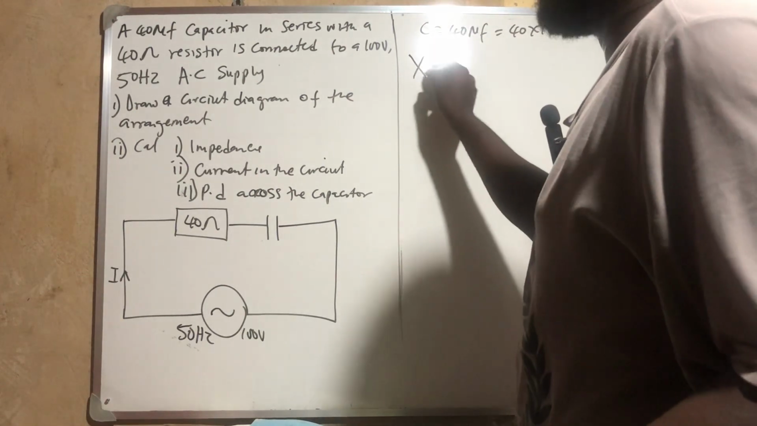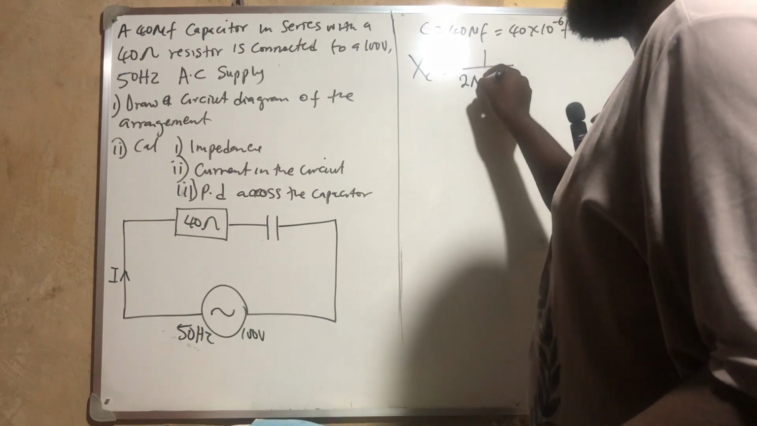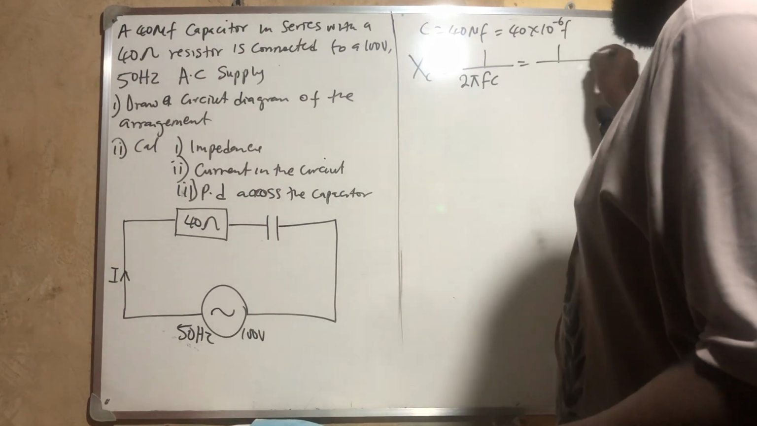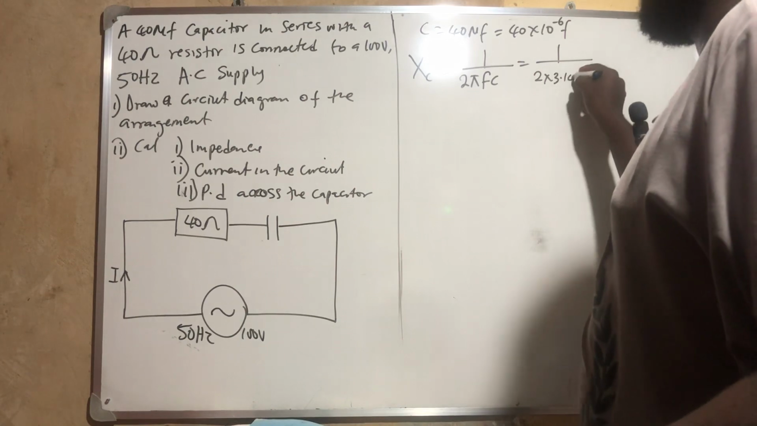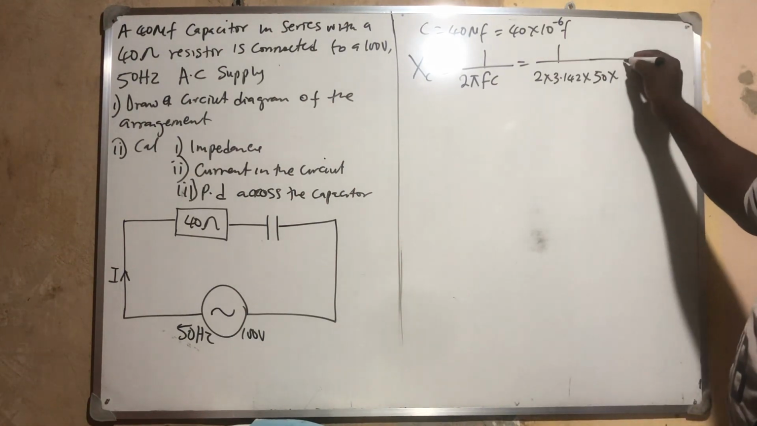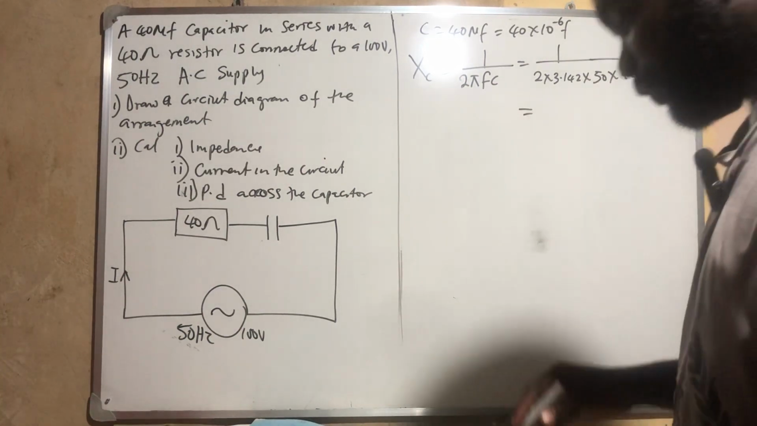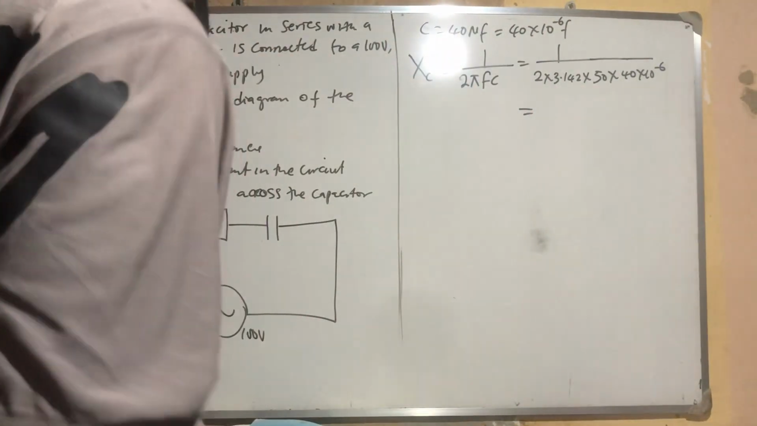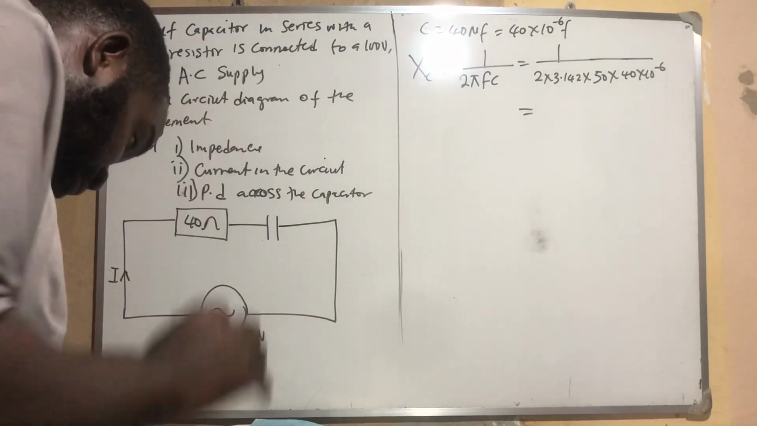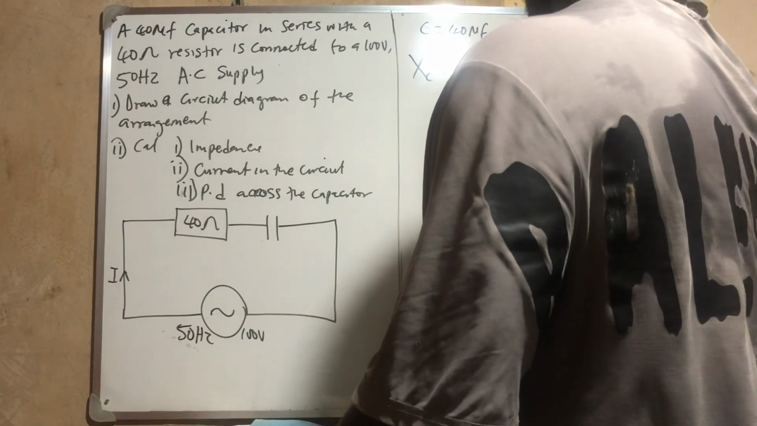But I know that XC is equal to 1 over, for capacitor, it must be 1 over 2 pi FC, which is 1 over 2 times 3.142 times my F is 50 hertz times my C is 40 times 10 raised to power minus 6. So if you do that, you'll be getting your XC as 79.5 ohms.